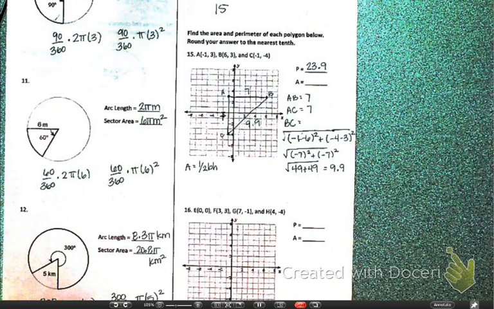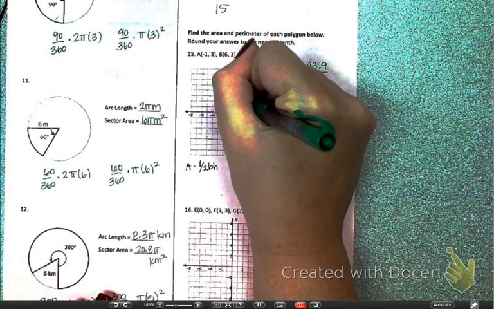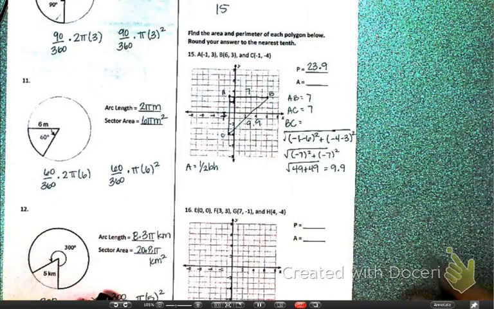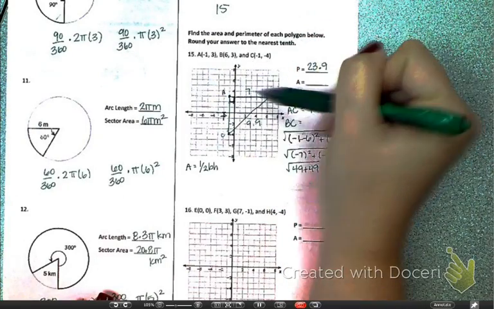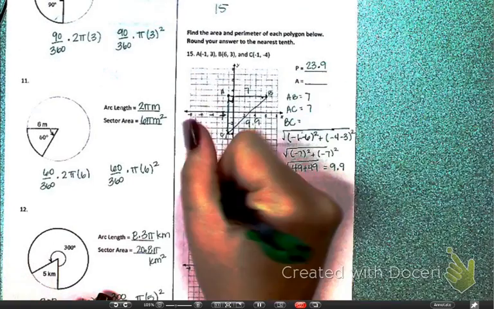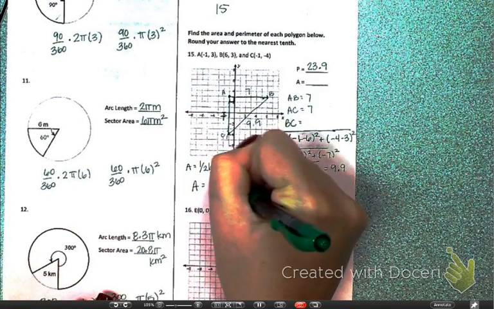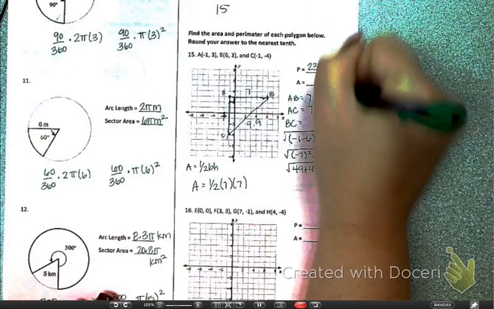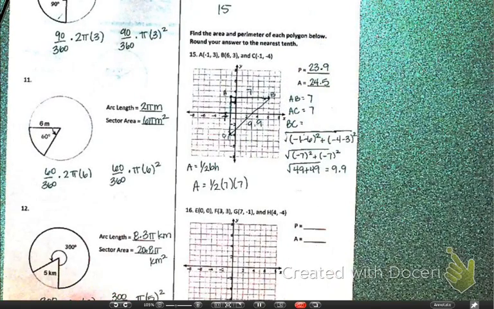Who can tell me what is important about the base and the height of a triangle? They form a 90-degree angle. My 90-degree angle is up here at point A, which means my base and my height are AC and AB. It doesn't really matter which one's which because you're multiplying them together, but it's these two side lengths. So area equals 1/2 of 7 times 7, which gives you 24.5. That one was not so much the issue one. It was number 16.